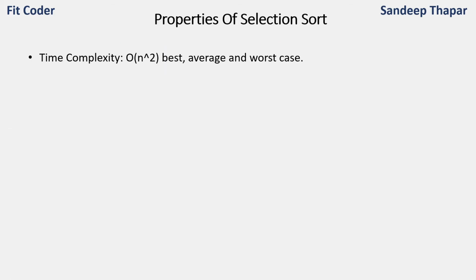The time complexity for selection sort is order of n square in all the cases: best, average and worst. Because we basically have two loops. In the first loop we run from i equal to 0 till the size of the array, and in the second loop we find the minimum element. For finding the minimum element we again have to compare with all the elements. Because of these two nested for loops, the time complexity remains order of n square.